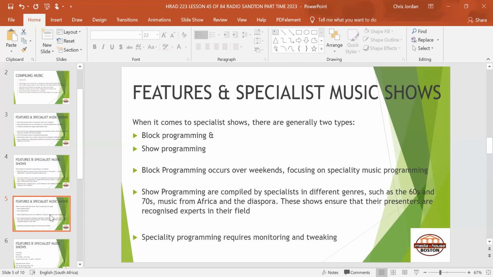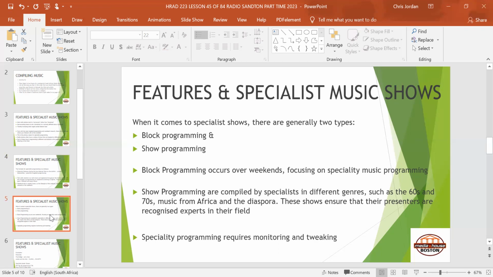So when it comes to speciality shows, there are generally just two types: block programming and show programming. What are the differences? Block programming occurs over weekends, focusing on speciality music programming, while show programs are compiled by specialists in different genres, such as 60s and 70s, music from Africa, and the diaspora, right?